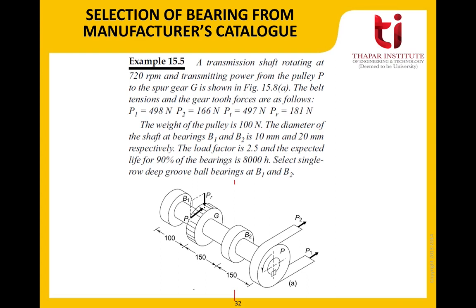The weight of the pulley is 100 Newton, the diameter of the shaft at bearing 1 and bearing 2 is 10 mm and 20 mm respectively. The load factor is 2.5 and the expected life for 90% of the bearings is 8,000 hours. Select single row deep groove ball bearing at B1 and B2. So we need to select the type of bearing at B1 and B2 respectively.